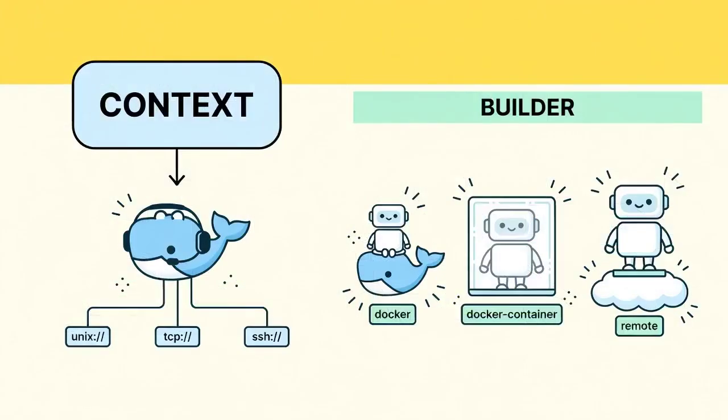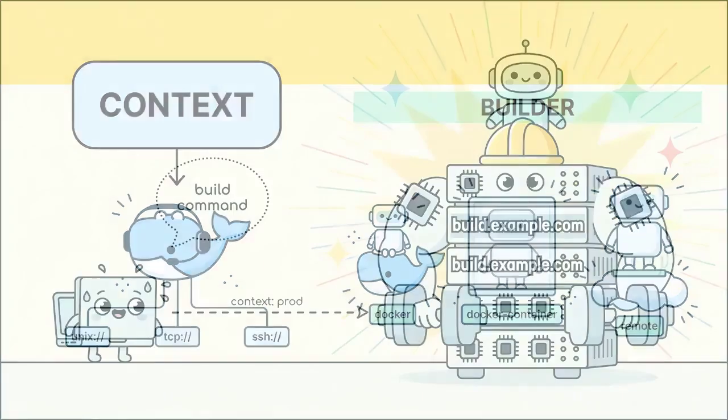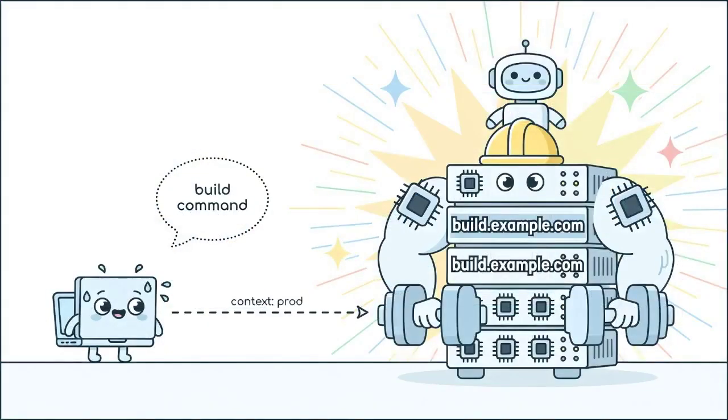Contexts point at daemons. Every Docker context is a named endpoint that tells your CLI where to send commands, a local socket, an SSH host, or a remote engine. Builders, on the other hand, are BuildKit instances, and BuildKit can live right next to a daemon in a separate container, or on its own dedicated node. Here's the powerful part. You can attach a builder to a remote context, so all your heavy compilation happens on a beefy build server while you stay comfortably on your laptop. The CLI orchestrates, the remote machine sweats.